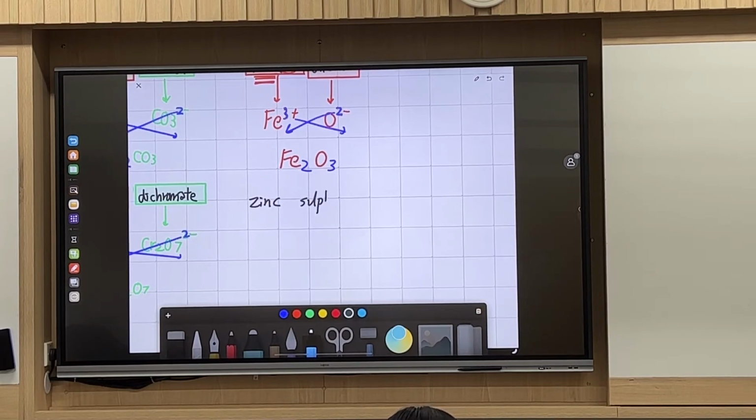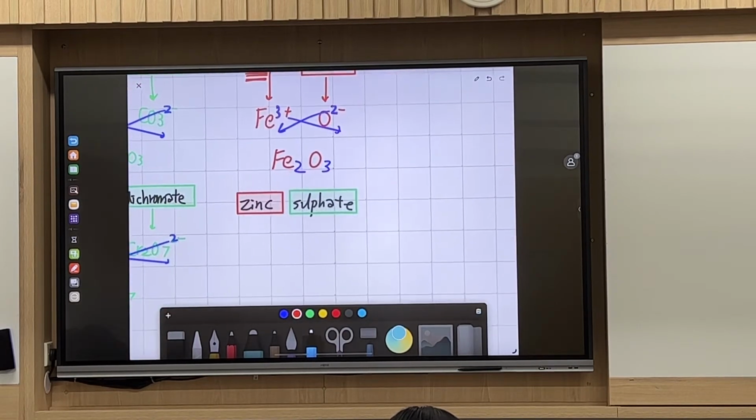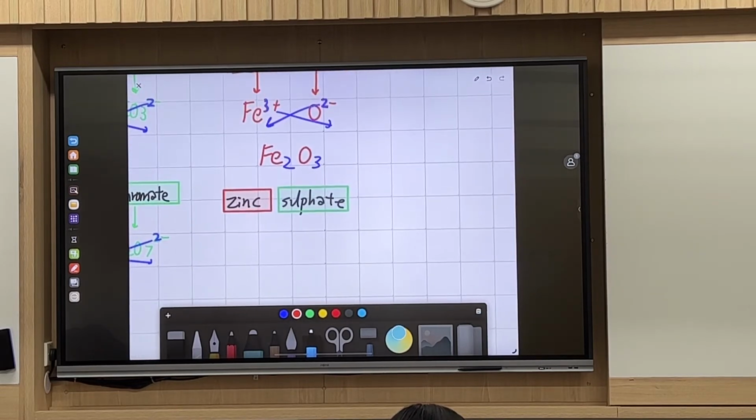So what does sulfate mean first? It's SO4 2 minus, SO4 2 minus. It's on the table over here. Yeah. So you need to remember this by the weekend. You have one more weekend before the test.